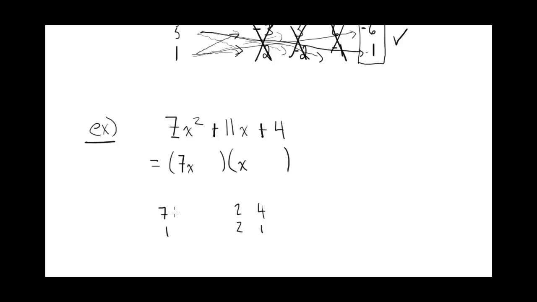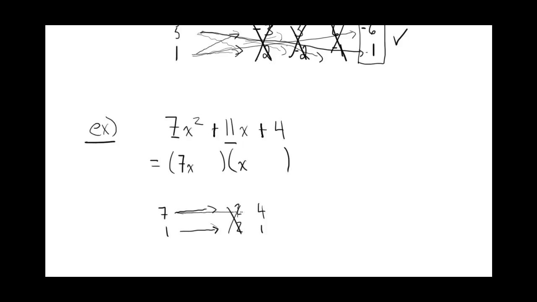So we'll try multiplying. So 7 times 2, 14. 1 times 2, 2. If I add those, I don't get 11. So it doesn't work. You could try the diagonal, but notice 2 and 2, it's the same. So this pair doesn't work.